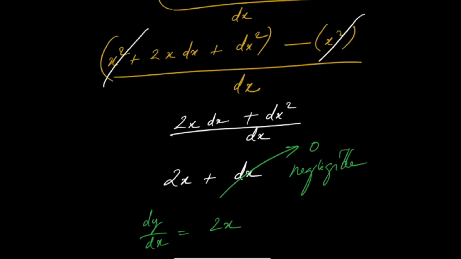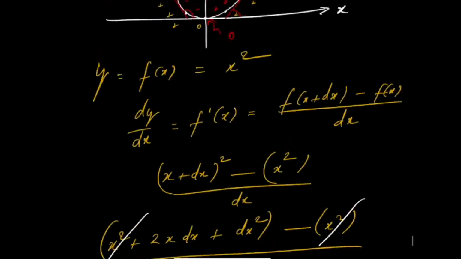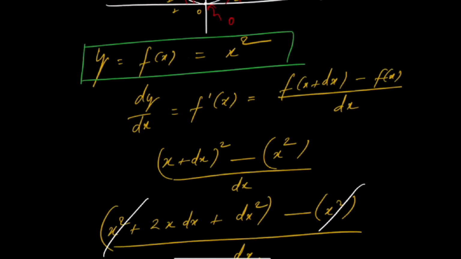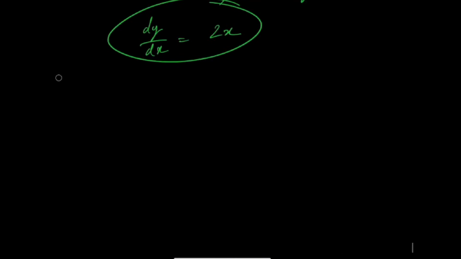So what is dy by dx? According to our definition, it's 2x. Clear? dy by dx is 2x. So what was the question here? What was dy by dx if y equals x squared? Let me repeat that. If y equals x squared, then dy by dx is 2x.